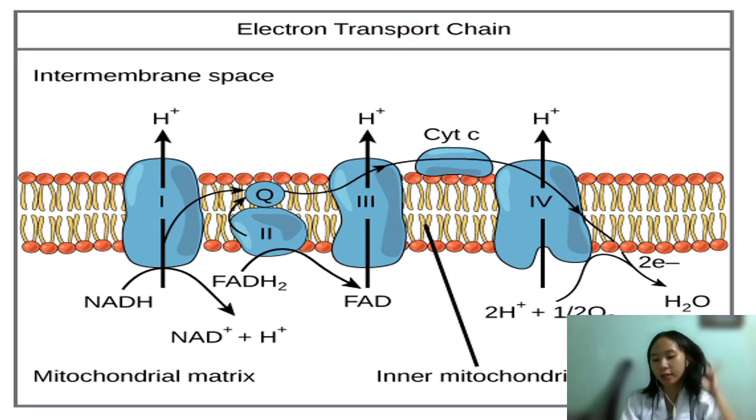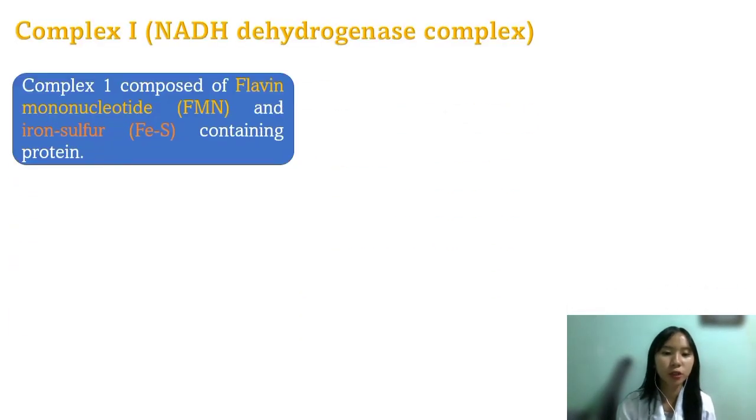Next, I will introduce to you complex 1, which is also called NADH dehydrogenase. Complex 1 is composed of flavin mononucleotide, which is FMN, and iron-sulfur containing protein. As I said earlier, these complexes contain proteins.